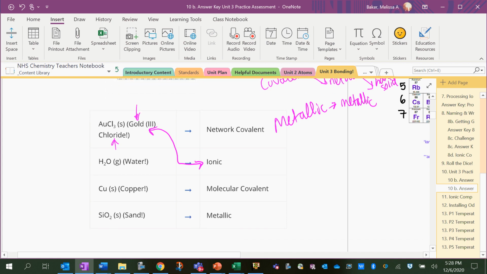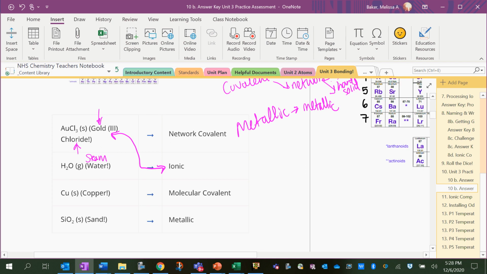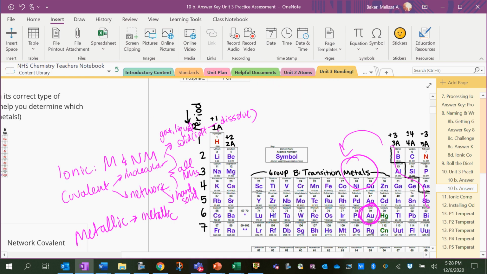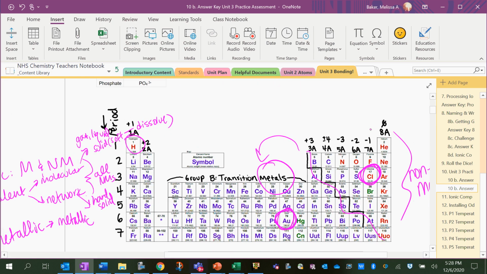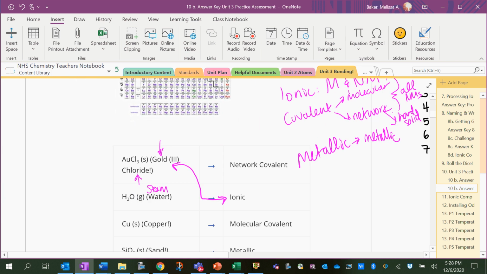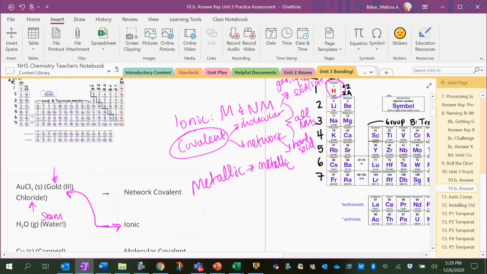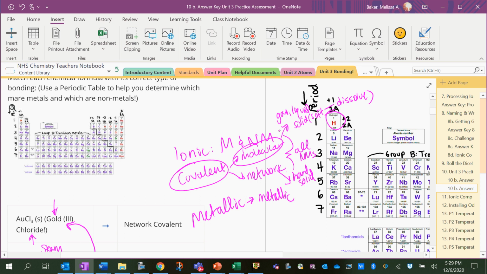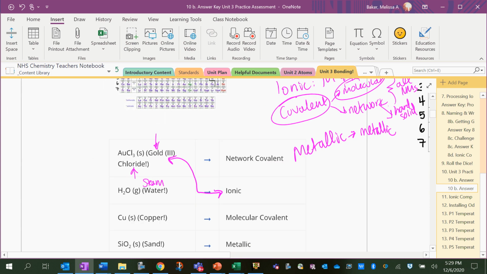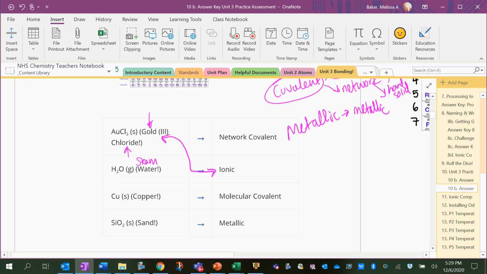The next one, H2O gas, is water, so steam, this should really say. Hydrogen, although it's to the left of the zigzag, it's still a nonmetal, and so is oxygen. So since they're both nonmetals, we know it's covalent. Then we have to decide, is it molecular or network covalent? Well, molecular covalent is the ones that are gases, liquids, and sometimes solids. So this would go with molecular covalent.